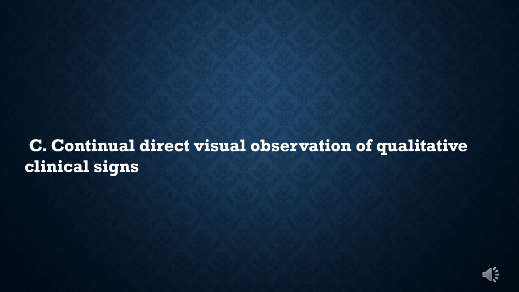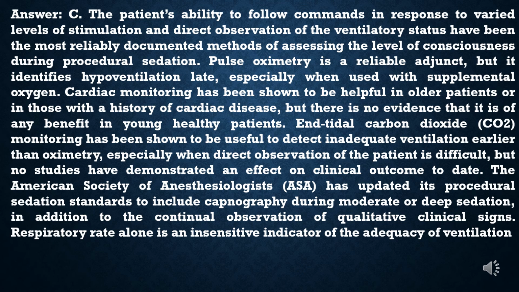The answer is C. Continual direct visual observation of qualitative clinical signs. The patient's ability to follow commands in response to varied levels of stimulation and direct observation of the ventilatory status have been the most reliably documented methods of assessing the level of consciousness during procedural sedation. Pulse oximetry is a reliable adjunct, but it identifies hypoventilation late, especially when used with supplemental oxygen.